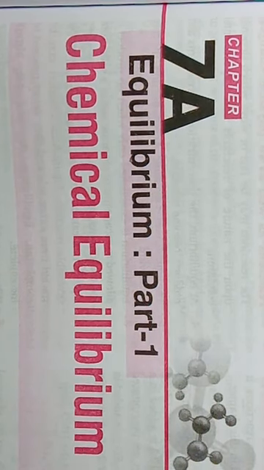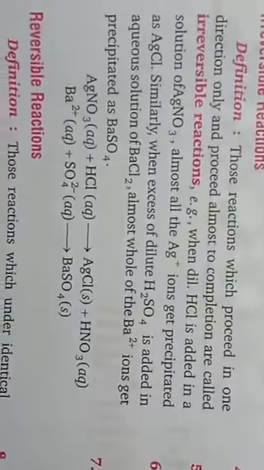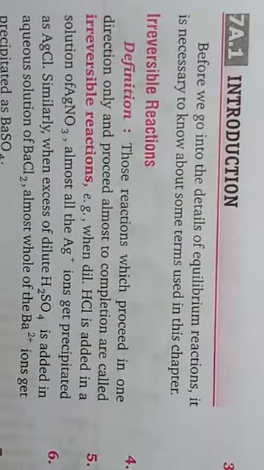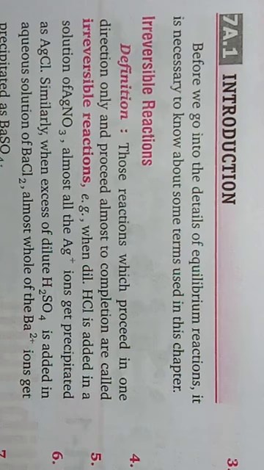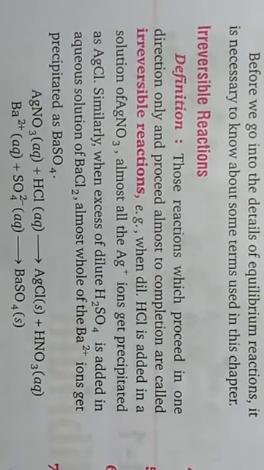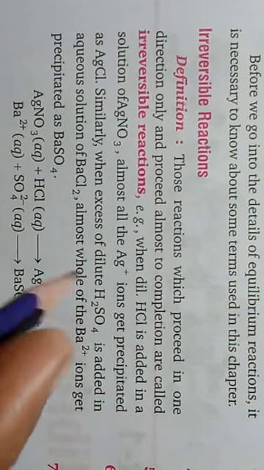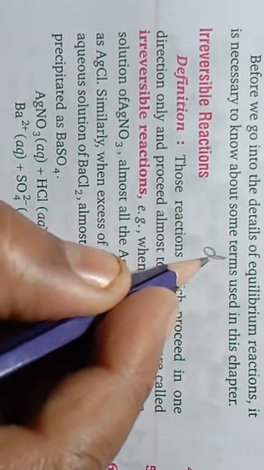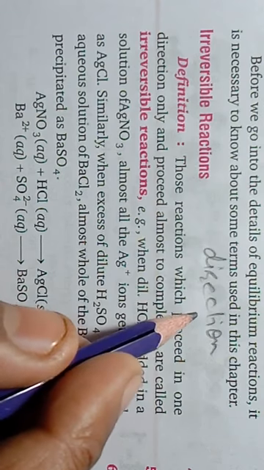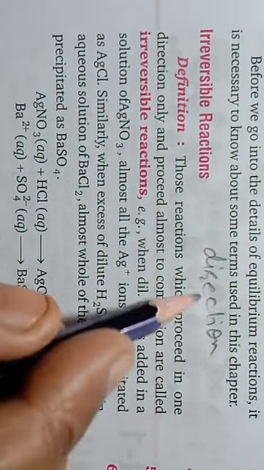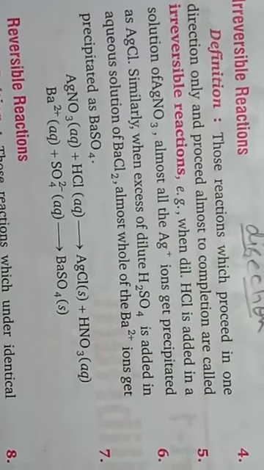Okay students, the first heading is introduction. Under this heading, first we will discuss types of reactions on the basis of their directions. Types of reactions on the basis of their direction means in which direction the related reactions are taking place. On the basis of direction, reactions can be divided in two types.